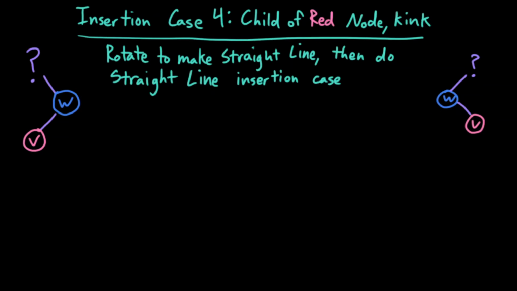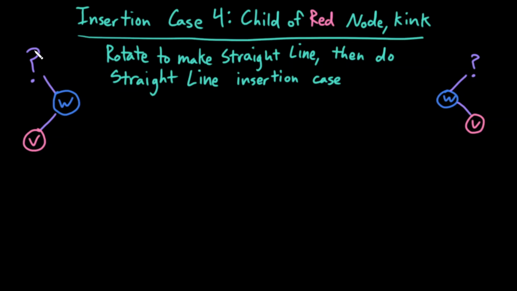Now for our last insertion case, when our new node becomes the child of a red node, but this time we have a kink shape. And to fix this, we would first rotate to make a straight line out of our kink, and then we would just do the straight line insertion case from there. So let's take a look at this example.